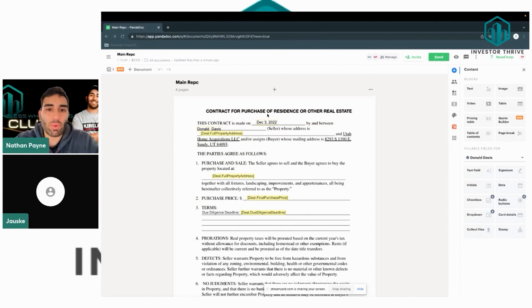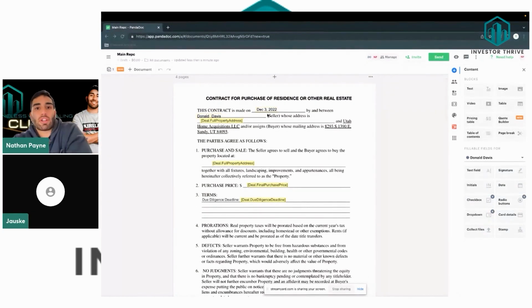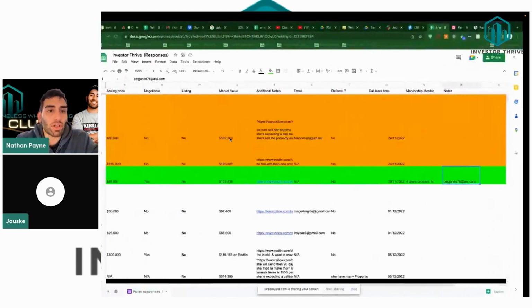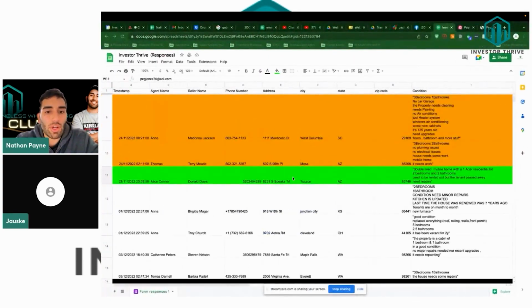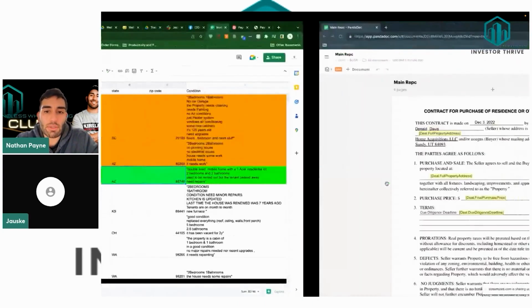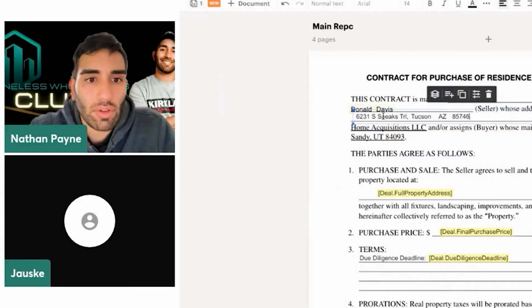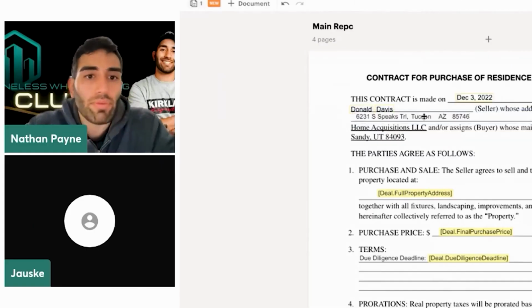So this is a contract for purchase of residence or the real estate. This is the one I use. You have access to it since you're a club member, and all you've got to do is fill this out. It's pretty simple. Let's fill it out together. All right. So we got the address right here. We're going to copy and paste this in here, property address. Perfect. Okay. So that's the address.